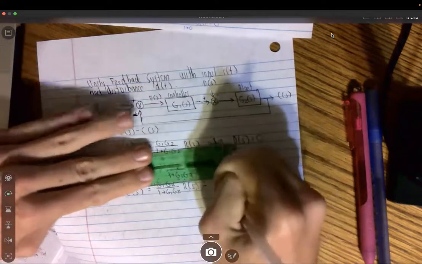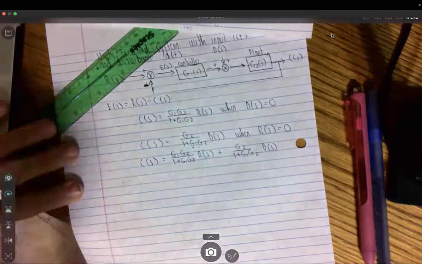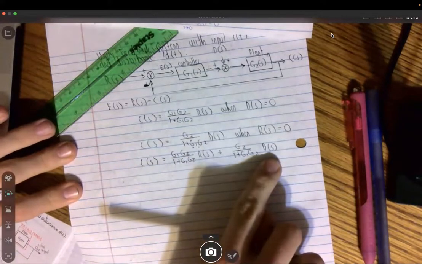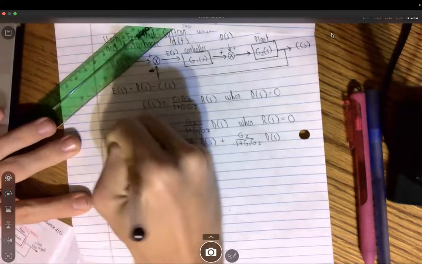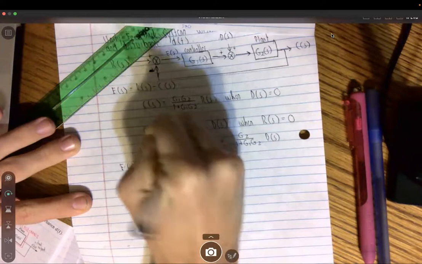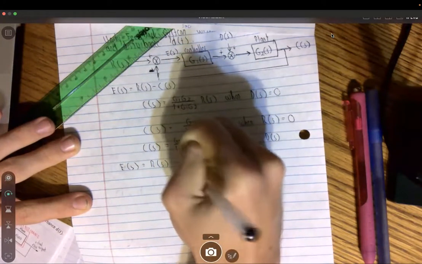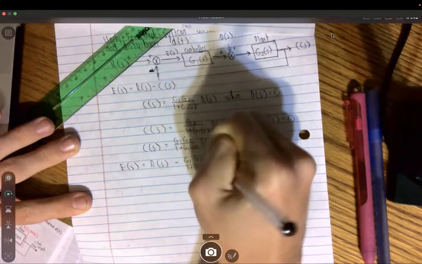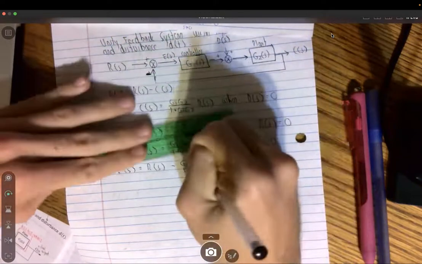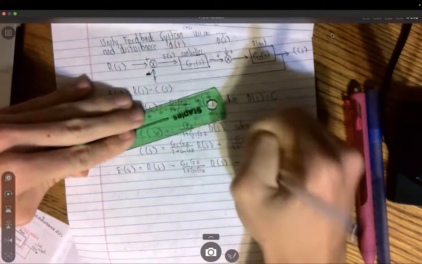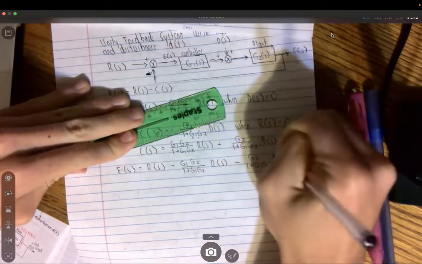Okay, so we got it this far. Now we need to determine our error, which was R of S minus C of S. And now we found the total C of S. And so here we'll define our error as R of S minus G1 G2 all over 1 plus G1 G2 times R of S, and then minus, of course, the other part, which is G2 over 1 plus G1 G2 times D of S.